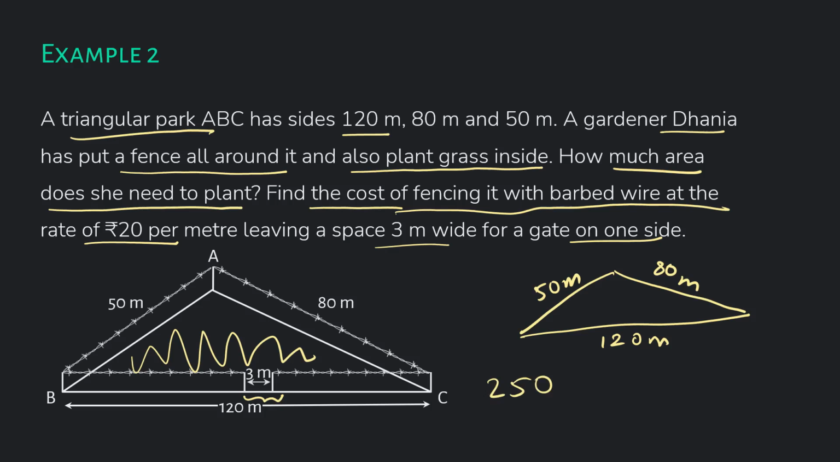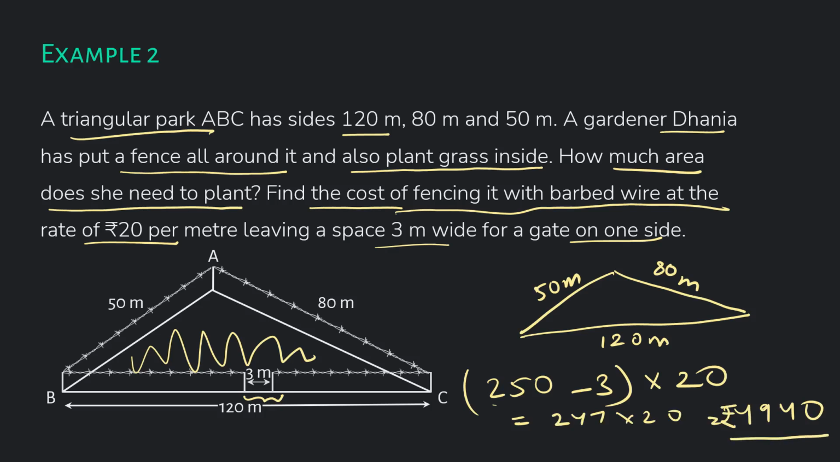So we have applied the wire all over the boundaries, except this part, that is the gate. When we apply the boundary over here, what we get is 25. So first let us find out the boundary on which the fence is applied. So it is 25 minus 3, because a 3 meter space is left, into 20. So this is the amount of price that will cost us. Once we do that, we'll get 247 into 20, which will come out to be 4940, and 20 is rupees, so rupees 4940 will be required to fence the park.